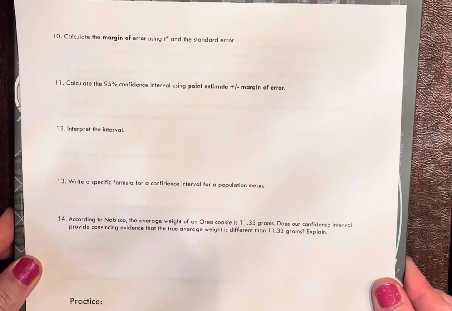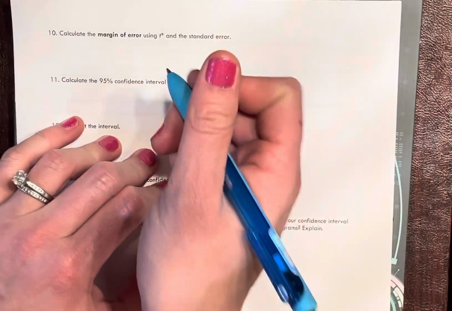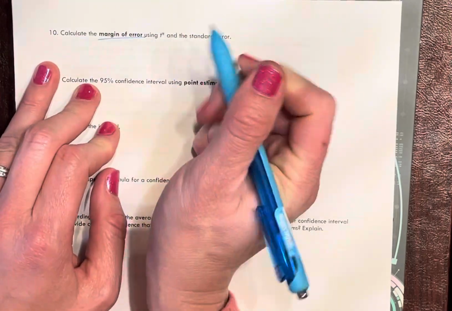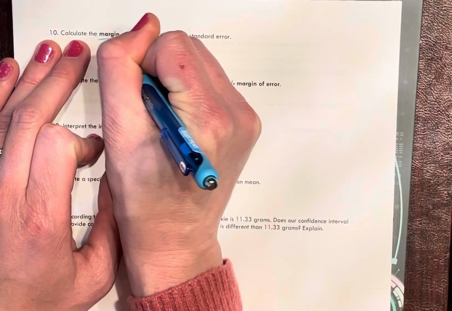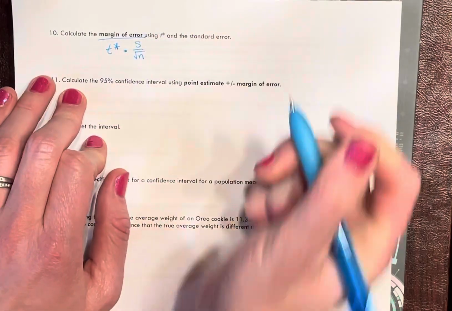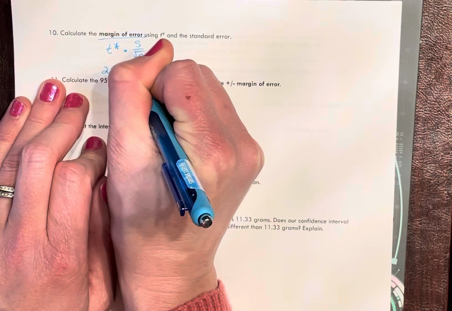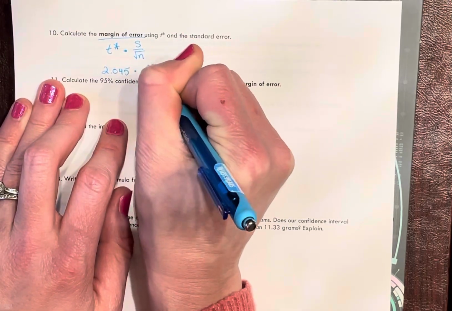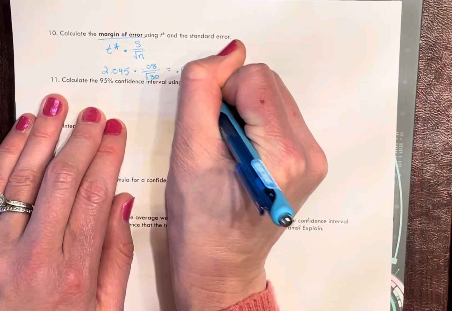So we calculate the margin of error using t star and the standard error. The margin of error is your critical value times the standard error. So in this case, we have our t star times the standard error, which is s over root n. We just found t star is 2.045. And we know that this is 0.08 over root 30. So when I multiply that all together, I get 0.03.